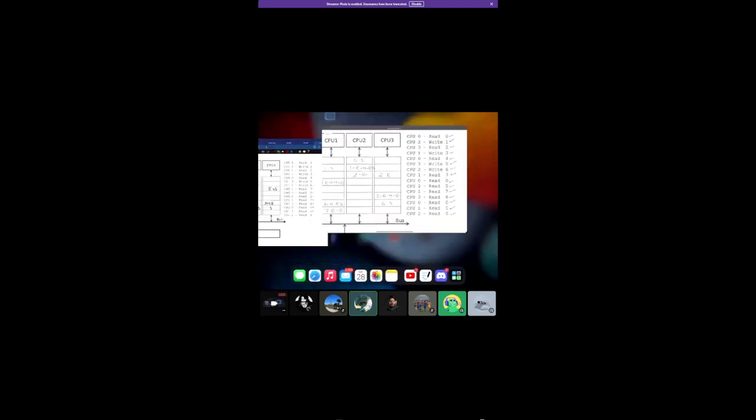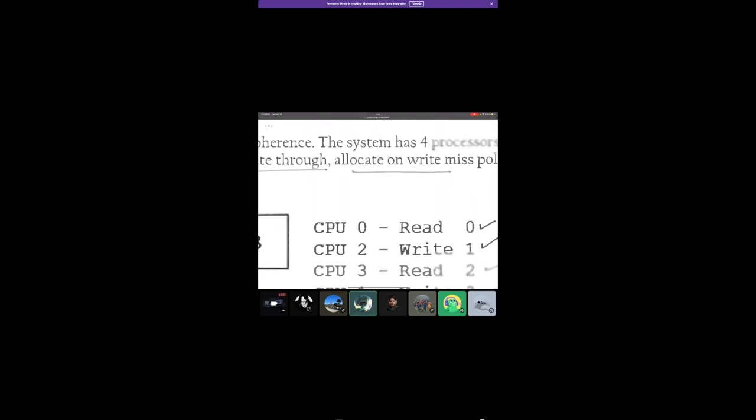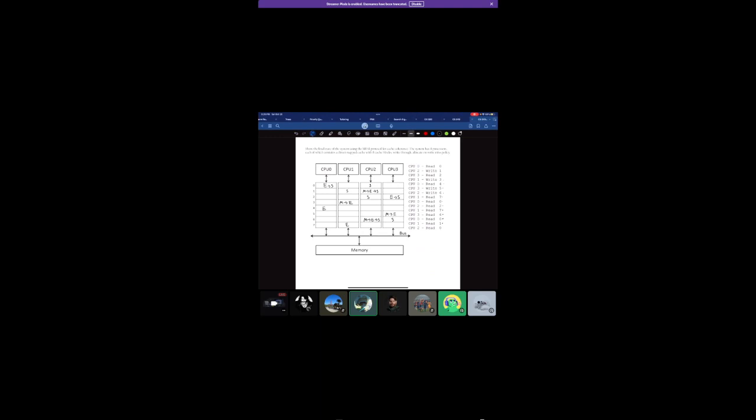Let's see what else he does. CPU 2 shared. For some reason, he never shares 2 either, which it should share. Because we read 2 on CPU 3 here, but then we also read 2 on CPU 2. So it should share, but he put both as exclusive. Yeah, his answer is really wrong. I think he did that on purpose.